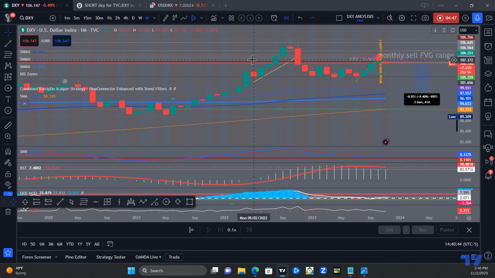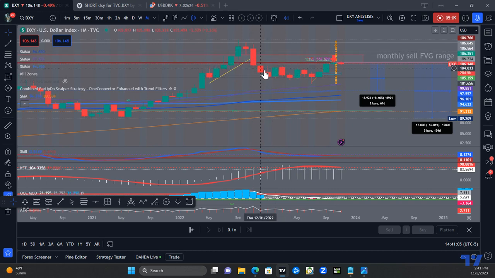We came above this level at the monthly fair value gap range, came into this level, stopped, formed a wick at 113, came back down, closed, reversal candle, came up, wicked again, boom, bearish engulfing, bearish engulfing. Came and made these levels down here, which is my take profit.